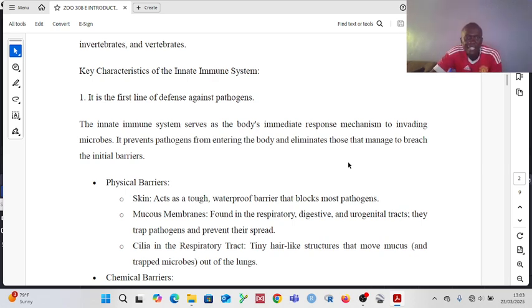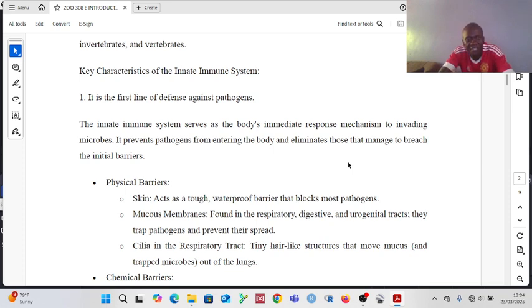So the first characteristic of the innate immune system is that it is the first line of defense against pathogens. So this innate system serves as the body's immediate response mechanism to any invading microbe. So it is the immediate, is the first response, is the first barrier, the first hurdle that any pathogen will encounter before invading your body.